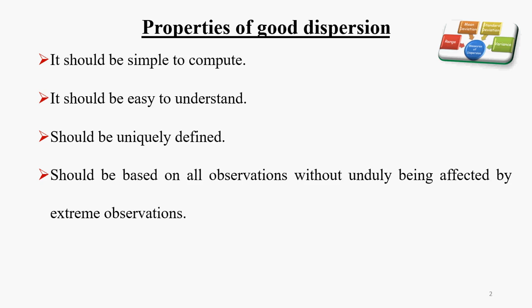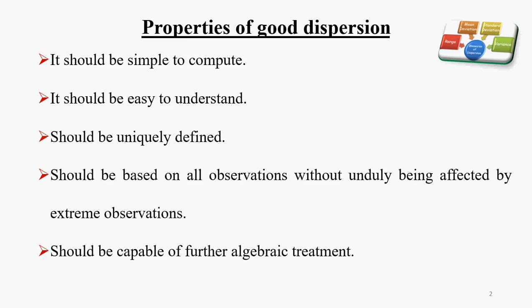So this is the fourth property. The fifth property, it should be capable of further algebraic treatment. If it is made in a systematic logical way, it will automatically enable further algebraic or mathematical treatment. So these are the properties of good dispersion. I hope these points are clear to understand.